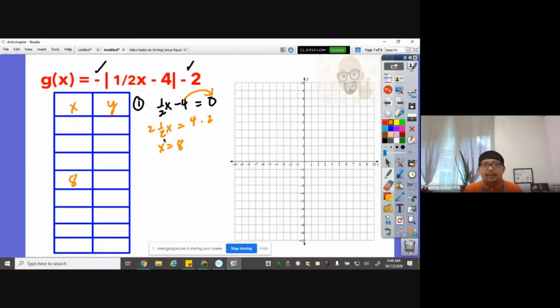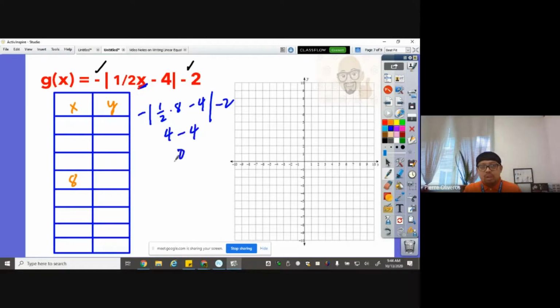Then I'm going to plug the 8 into the equation. Negative 1 half times the absolute value of 1 half times 8 minus 4, then minus 2. 1 half times 8 is 4. 4 minus 4 is 0, but there's a negative outside the absolute value, so this will be negative 0, or 0 still, minus 2 becomes negative 2. Okay, you can use your calculator for that one, that's fine with me.